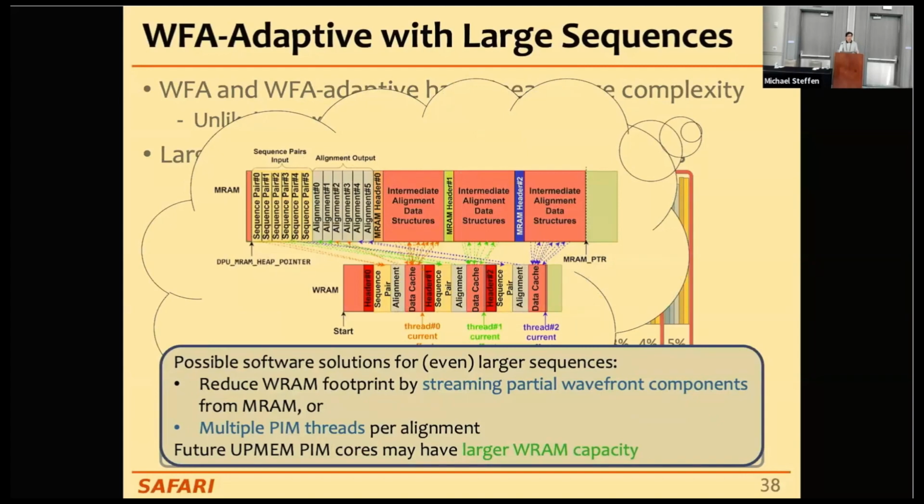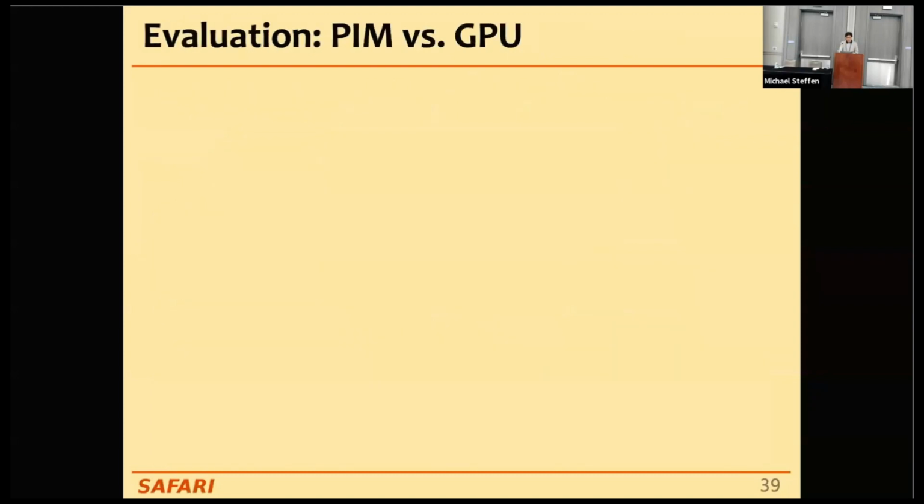The first one would be to reduce the WRAM footprint by streaming partial wavefront components from the MRAM, and/or using multiple PIM threads per alignment. Remember that in order to avoid all synchronization between PIM threads, we are just assigning one alignment per PIM thread. A future implementation could use more PIM threads, and in this case, make better use of the available WRAM. And also, hopefully, we will see future or upcoming UPMEM PIM cores with a larger WRAM capacity, which will definitely have a positive effect on these workloads and many other workloads as well.